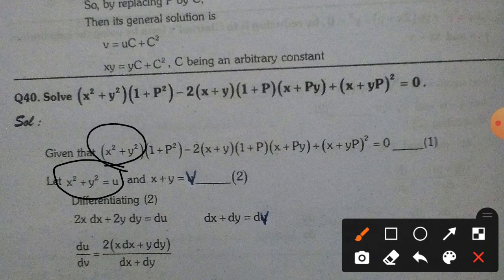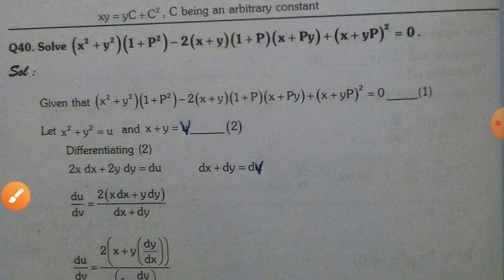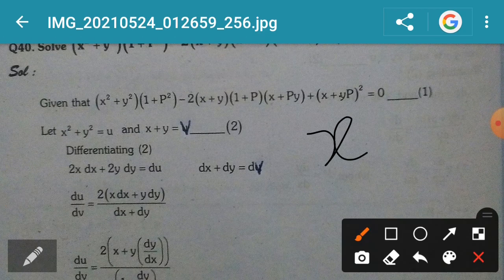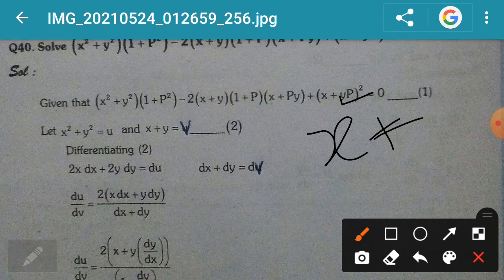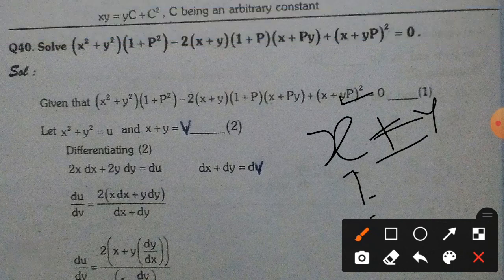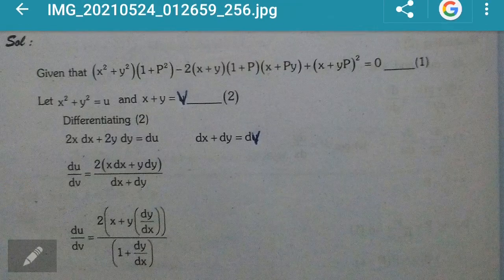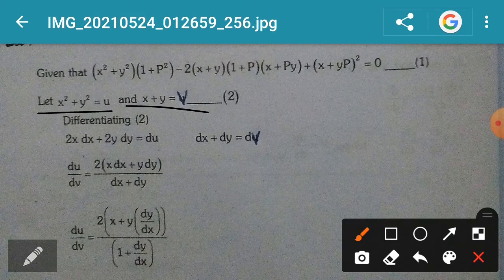Here x square plus y square equals u, x plus y equals v, we have to consider. So generally, reducible to Clairaut's form, x square equals u, y square equals v. Here we have the formation x square plus y square, x plus y. So that's why we consider x square plus y square equals u, x plus y equals v.